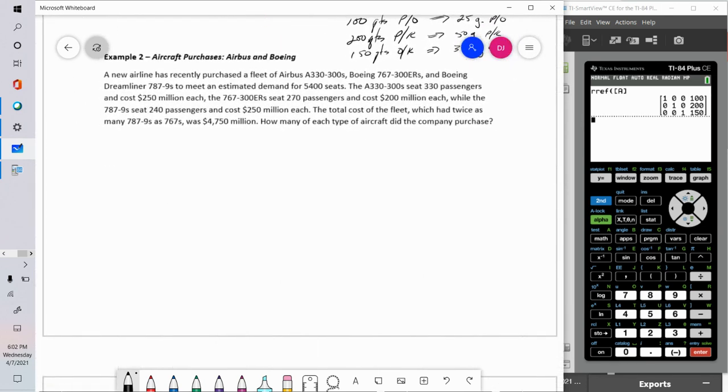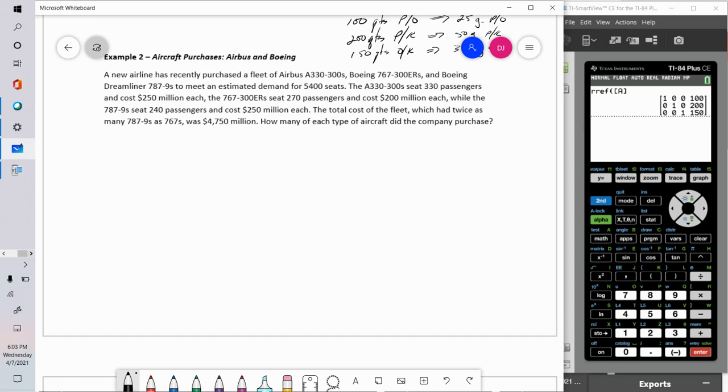Okay, example 2. A new airline has recently purchased a fleet of Airbus A330-300s, Boeing 767-300ERs, and Boeing Dreamliner 787-9s to meet an estimated demand for 5,400 seats. Now, here's a problem that we're going to deal with: each one of these airplanes not only has a name, but they also have a number.